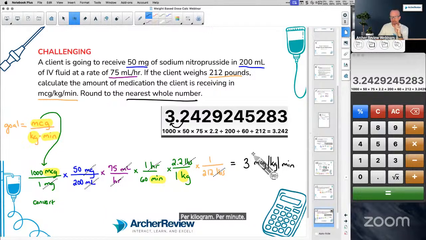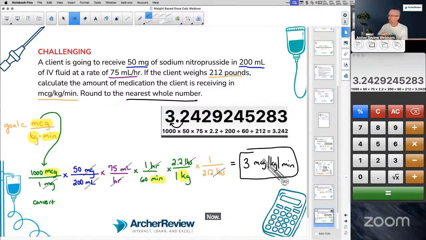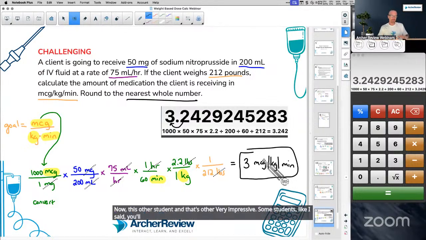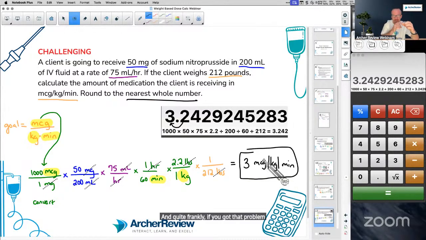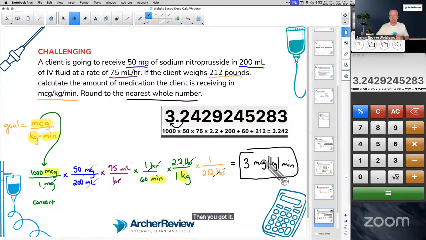And I'm seeing feedback over there. Okay, so the three people that responded said dimensional analysis, or canceled out dimensional analysis. Now, this other student, that's very impressive. Some students, like I said, you'll know when to multiply versus when to divide numbers. And quite frankly, if you got that problem right and you just know when to multiply and divide by a certain thing, then you got it. This is probably one of the toughest problems you would run across in a dose calc course. So that is great.